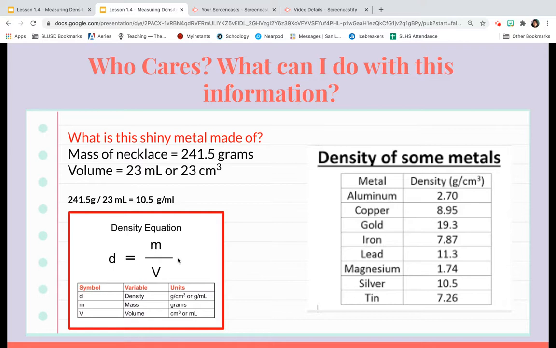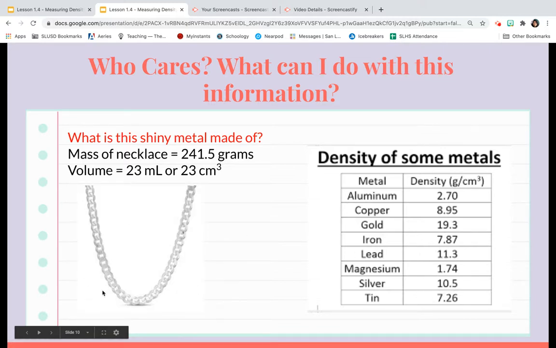Okay, let's go over this. So I know that the mass is 241.5 grams and the volume is 23 milliliters. And using our density equation, mass divided by volume, my mass is 241.5 divided by 23 milliliters, that's my volume, will give me 10.5. So I know that the necklace has a density of 10.5. And looking here, what has a density of 10.5? Well, silver. So this necklace is probably made of silver.